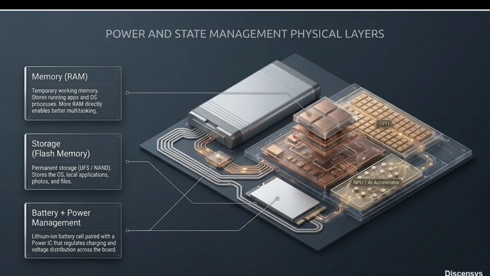Now memory. Mainly there are two different types of memory within a smartphone, which are the RAM and the ROM. RAM stands for random access memory. It is the memory where all the live processes which are happening take place. So it's a temporary working memory that stores running apps and operating system tasks. More RAM directly enables better multitasking.